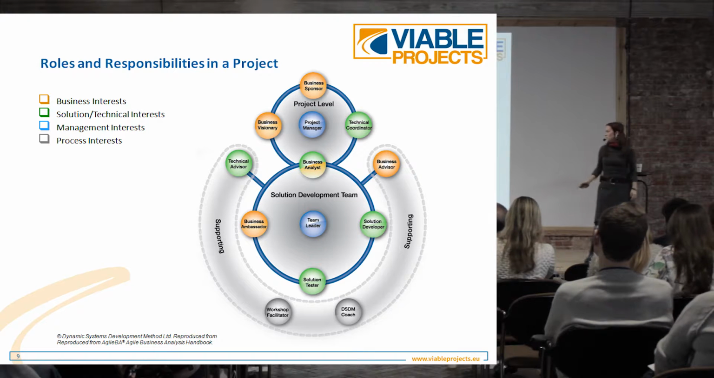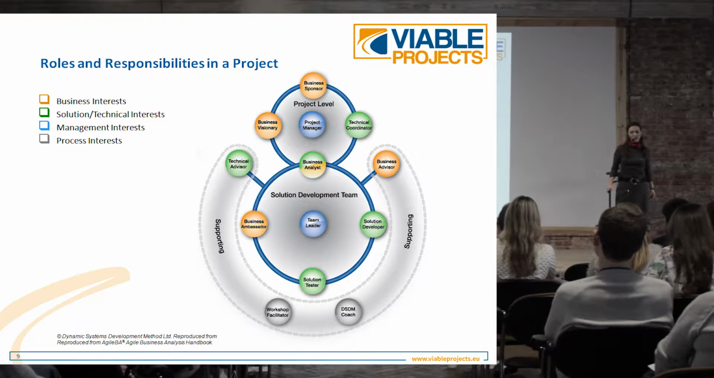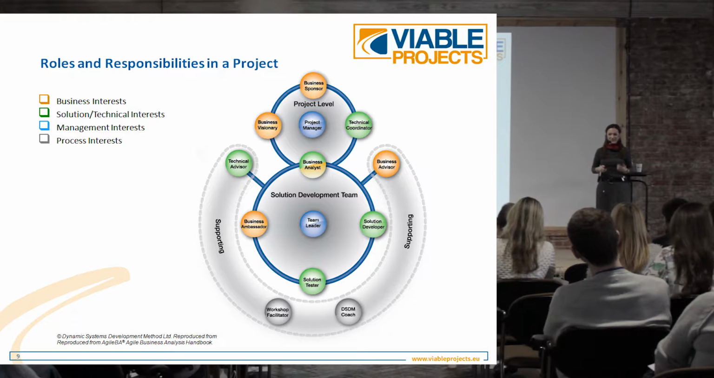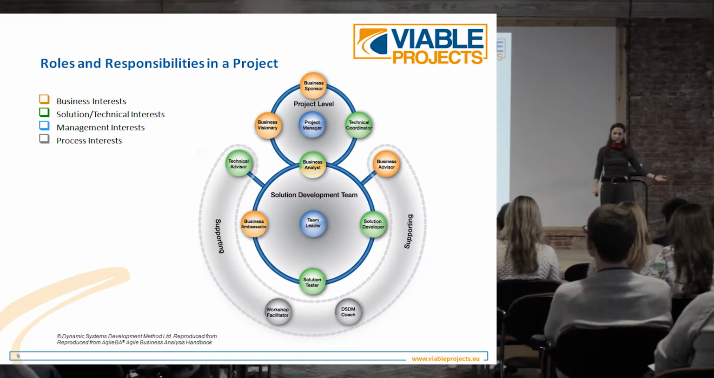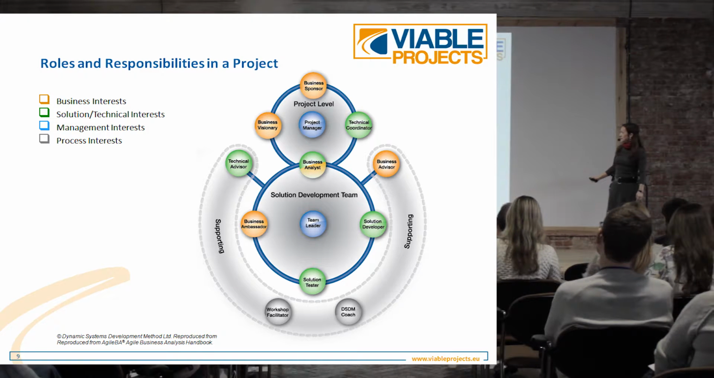So now here we have the project team. This is one presentation. And here, this is the snowman. We call this the snowman of the project team. The head of the snowman is the project level. So here we have the business sponsor. This is the person who will provide the budget. We have the business visionary.